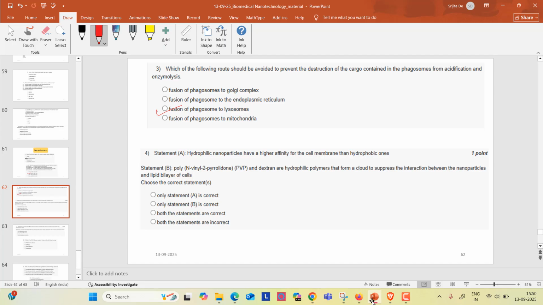Question number 4. Statement 1: hydrophilic nanoparticles have a higher affinity for the cell membrane than the hydrophobic ones. And statement 2: PVP and dextran are hydrophilic polymers that form a cloud to suppress the interaction between the nanoparticles and lipid bilayers of cells. Choose the correct statement.